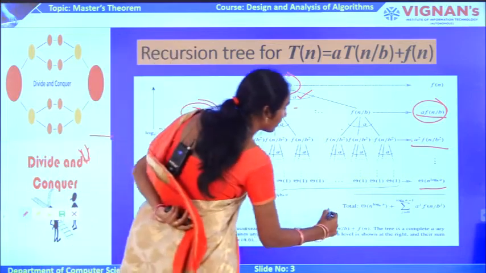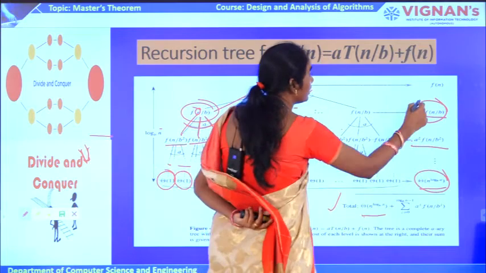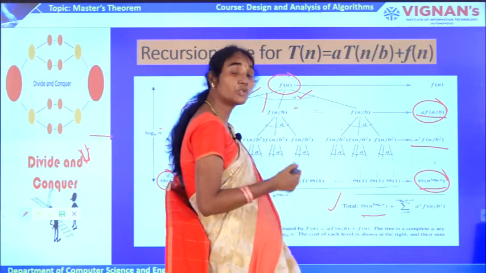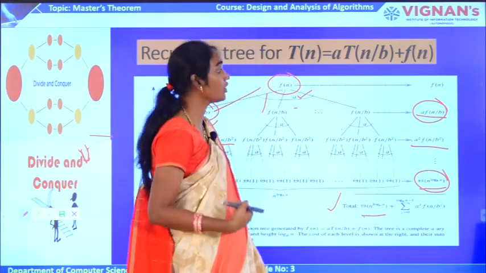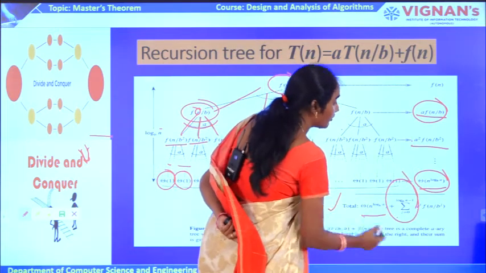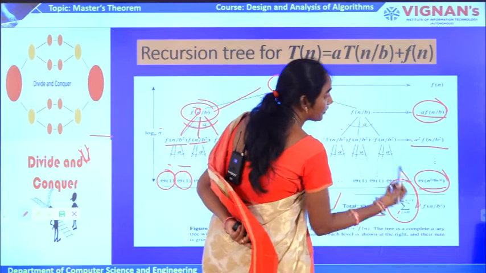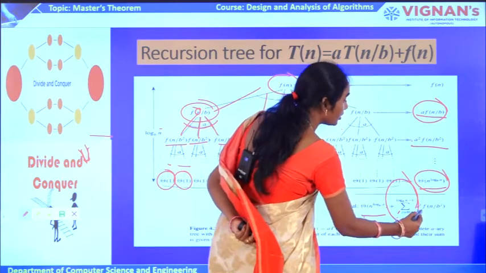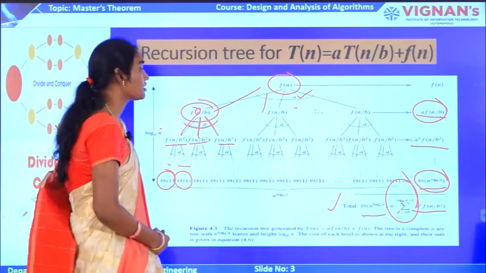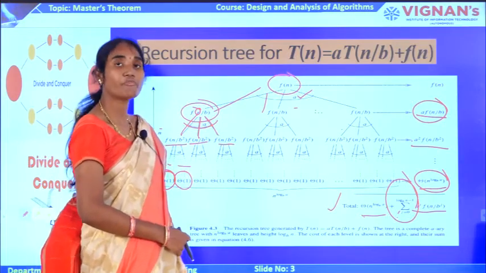So finally what is the total? Theta of n to the power of log a to the base b, which is here, and also a into f of n by b, a square into f of n by b square, a cube into f of n by b cube, a to the power of n into f of n by b to the power of n. We represent that as summation j equal to 0 to log n to the base b minus 1, because the last case is eliminated, of a to the power of j into f of n by b to the power of j. So this is the recursion tree for the recurrence relation T of n is equal to a T of n by b plus f of n.